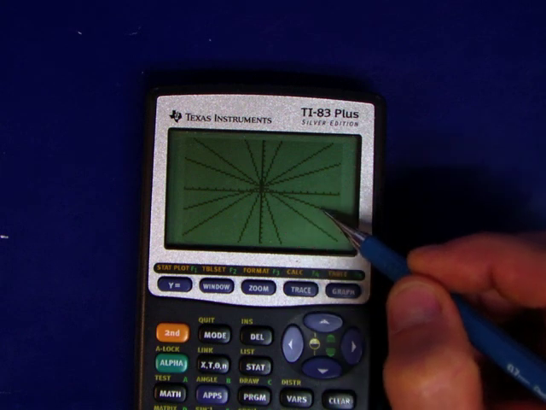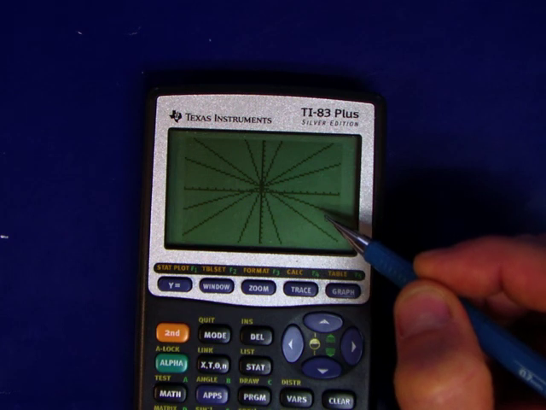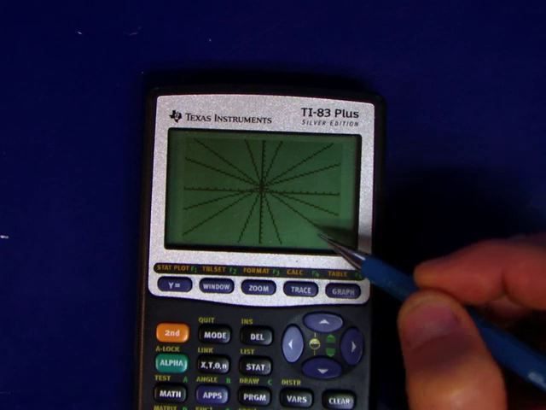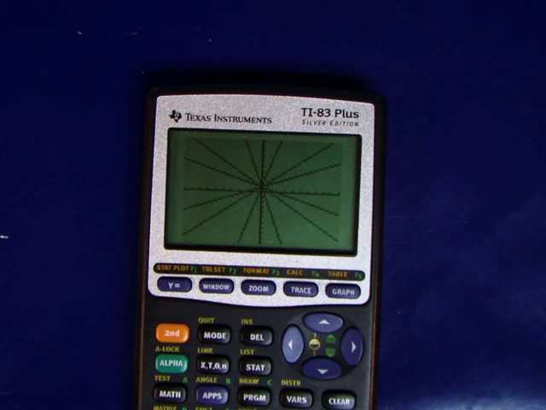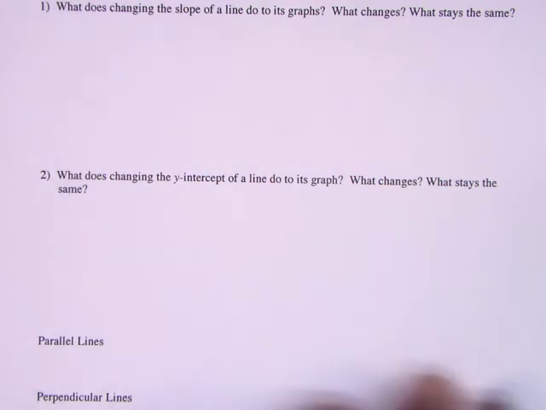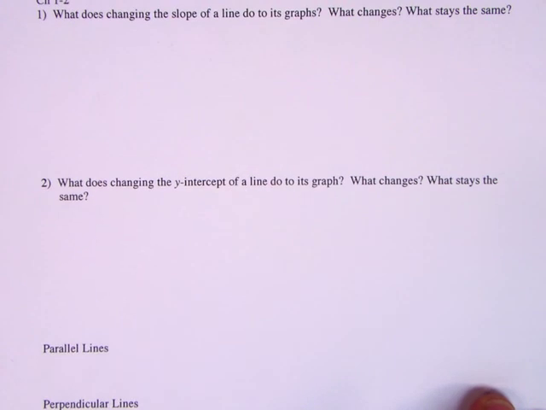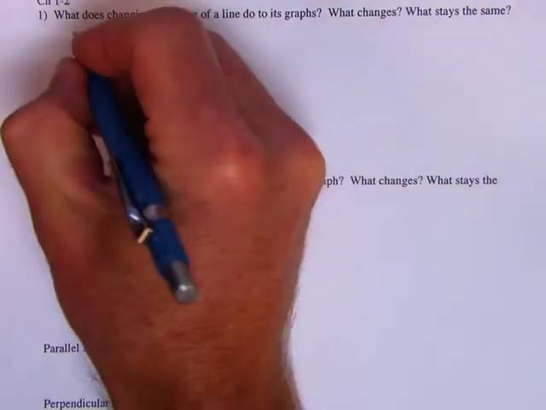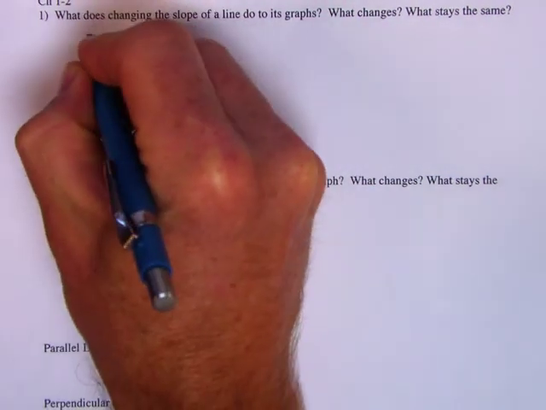Because negative, for example, if we don't look at the absolute value, -1/2 is actually greater than -1. So we look at the absolute value, and then we can just say, all right, 1/2 is smaller, so that will be flatter, not as steep. So let's write some of this down. So what does changing the slope do?